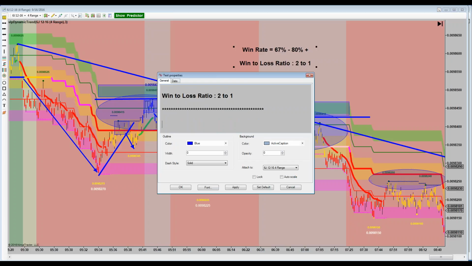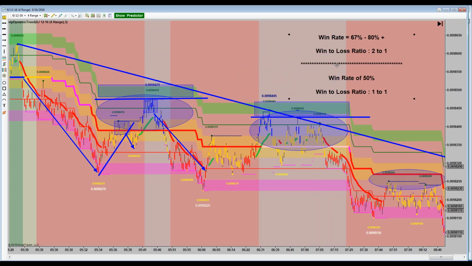Okay, here's another trader. Here's trader A, here's trader B. Trader B has a win rate of 50%, and trader B's win-to-loss ratio, this is winners versus losers, is 1 to 1. Is that trader making any money? Trader A is up here. Higher win rate, higher win-to-loss ratio in terms of dollar or tick value.